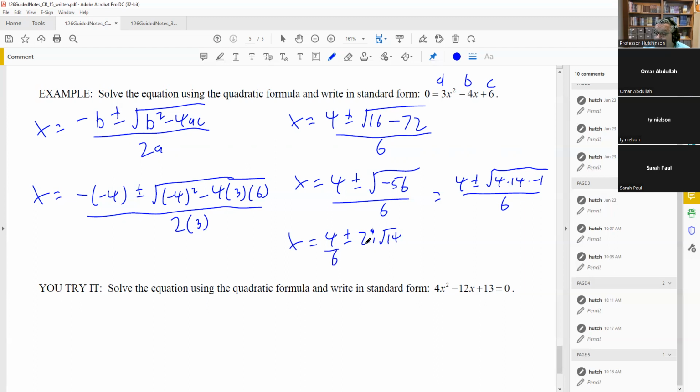There's a 6 in the bottom. We'll go ahead and divide each of these by 6 at the same time, to break up the fraction. And then finally, I get 2/3 plus or minus i square root of 14 over 3. Even though we have common denominators, you definitely want to keep them as two separate things if it asks for standard form. So 2/3 would be the A part, and then you've got the plus or minus the i root 14 over 3. So that would be your answer there.